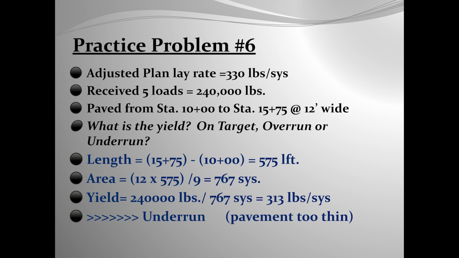So first step is to figure out the length you paved, and then convert that to an area, knowing that it's 1 lane, 12 foot wide, and then change that to square yards. So you get 767 square yards. Your yield was your 240,000 pounds divided by 767 square yards, which is 313 pounds per square yard. It had told you in the problem that your adjusted plan lay rate was 330 pounds. So you have a slight underrun. Your pavement was too thin in this scenario.